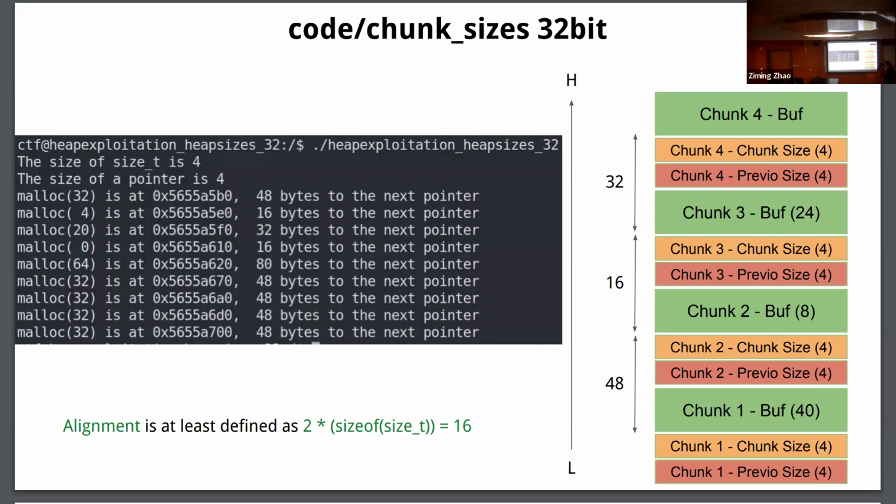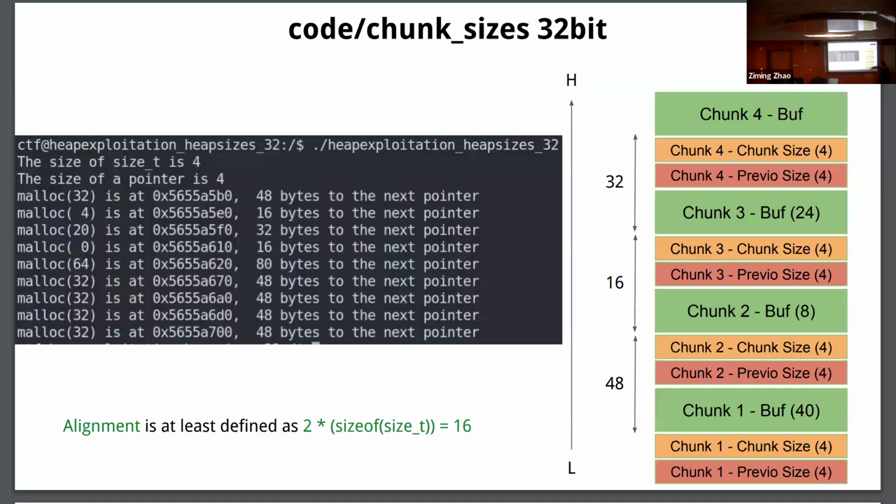So this is the first chunk. This is high and this is low. This is your buffer's address here. The first malloc returns the address of here. That's your buffer. But like I said, there is metadata. Metadata is actually before that, 8 bytes in total.